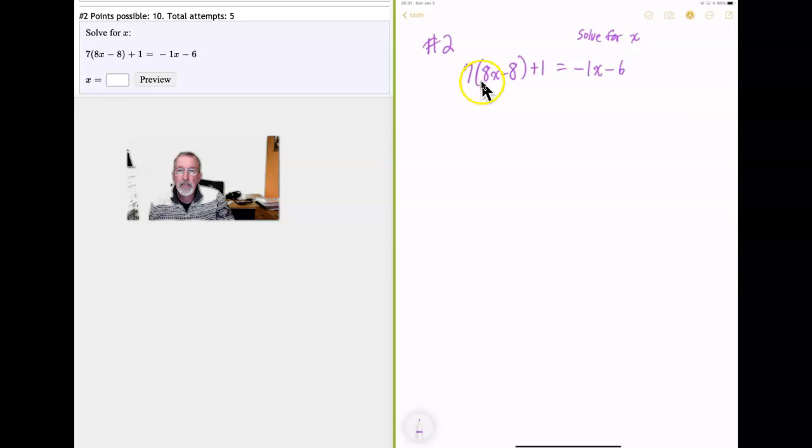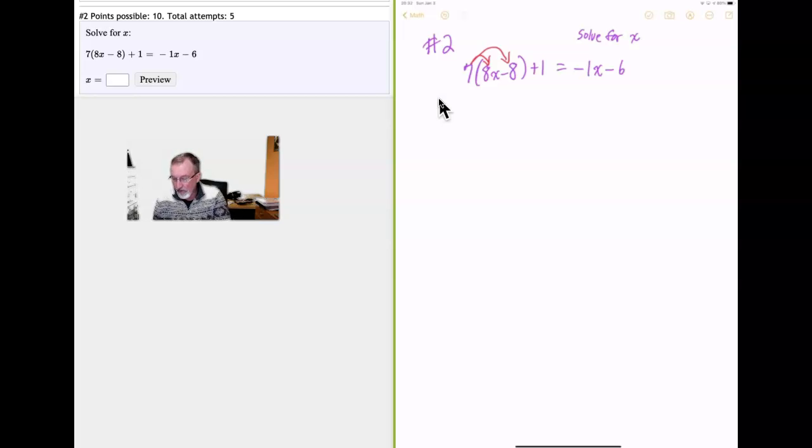We're going to solve for x. And what we're going to do is distribute that 7 over the 8x and the negative 8 in the parentheses, okay? So this is sort of a PEMDAS related issue. We don't have like terms inside the parentheses, so we can't complete this subtraction operation, right? So we're going to go ahead and just start working the problem.